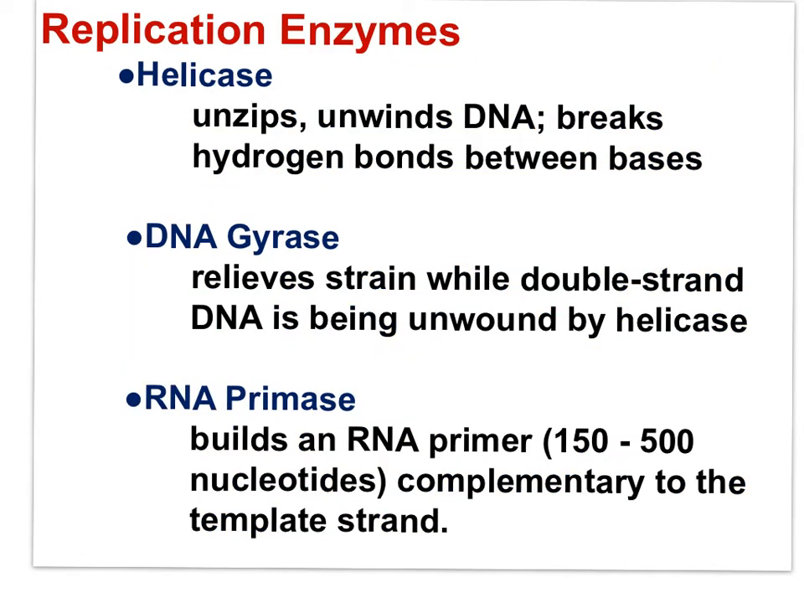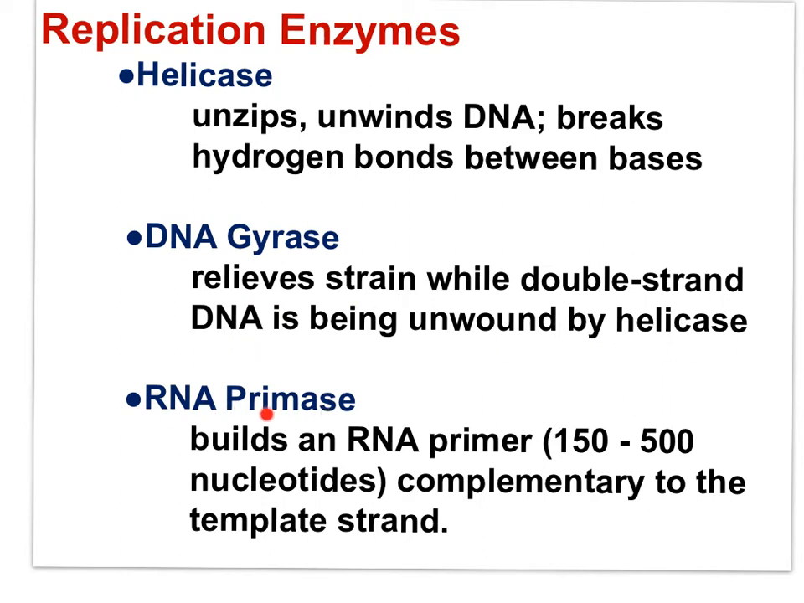In case you need to review the roles of the 6 enzymes involved in replication, here you go. The first 3 on this slide and the next 3 on the following slide. You can stop the movie to review or follow along. Helicase unzips or unwinds the DNA by breaking the hydrogen bonds between bases. DNA gyrase relieves the strain while double-stranded DNA is being unwound by helicase.